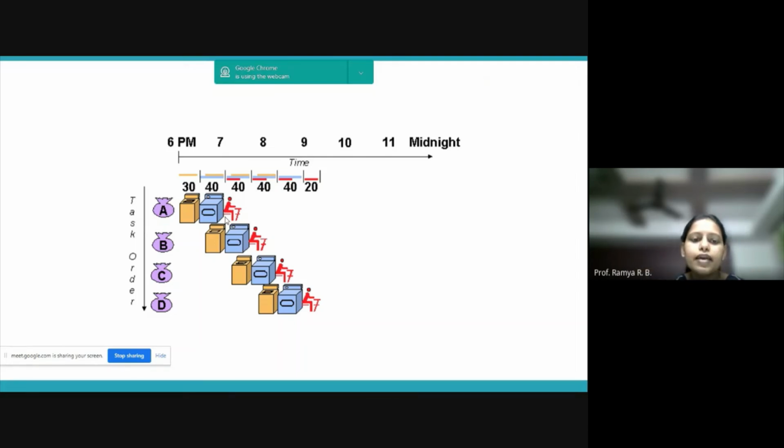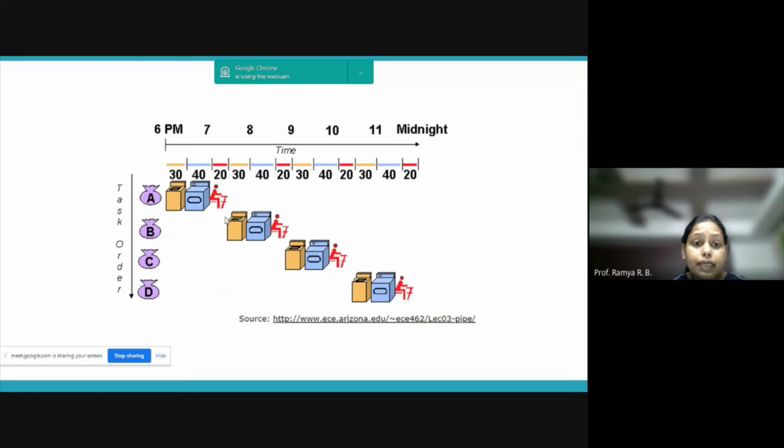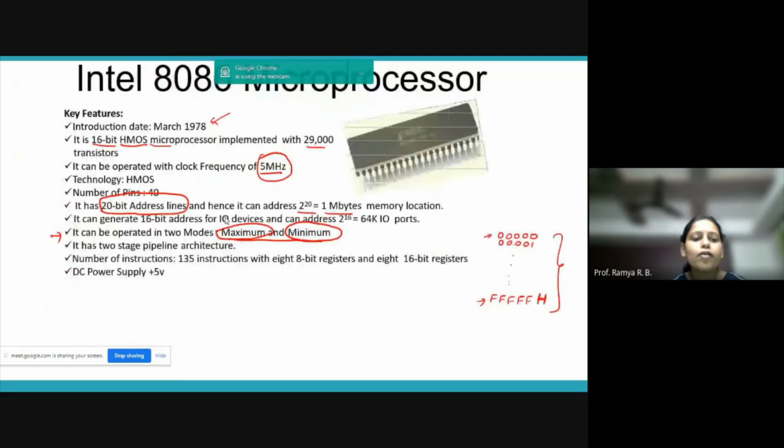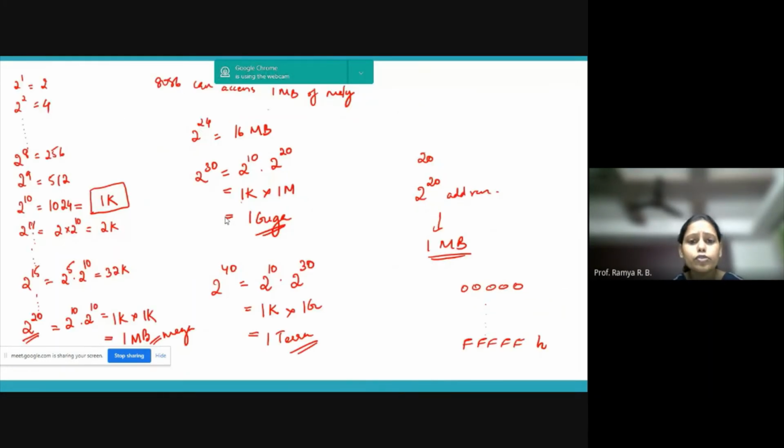And the third way is pipelining. There are other technologies also using which you can increase the performance, but pipelining is one way in which you can increase the performance of your computer. So what we were talking is 8086 has a two-stage pipeline architecture. Now, what do you mean by two-stage pipelining?